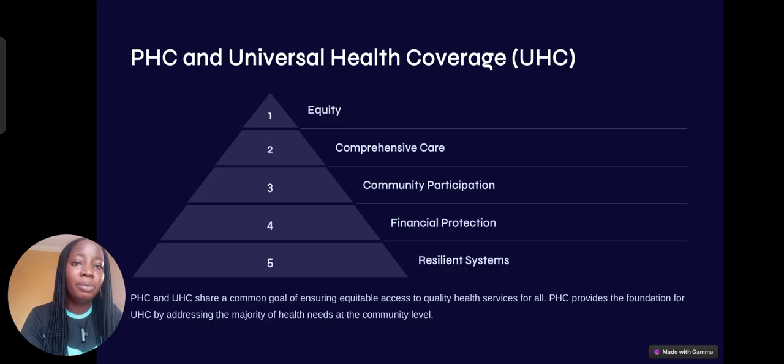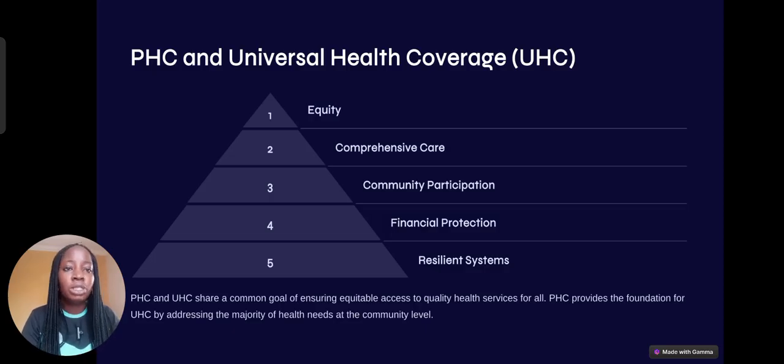So, how are primary healthcare and universal health coverage linked? Of course, primary healthcare is the grassroots, and they share a common goal of ensuring equitable access to quality health services. Universal health coverage cannot really work without the primary healthcare aspect there, because primary healthcare shares the same goal as universal health coverage, and it provides the foundation for universal health coverage by addressing the majority of the health needs at the community level. So once health needs are properly addressed at the community level, it extends nationally and then globally, okay, and makes sure that everyone is healthy.